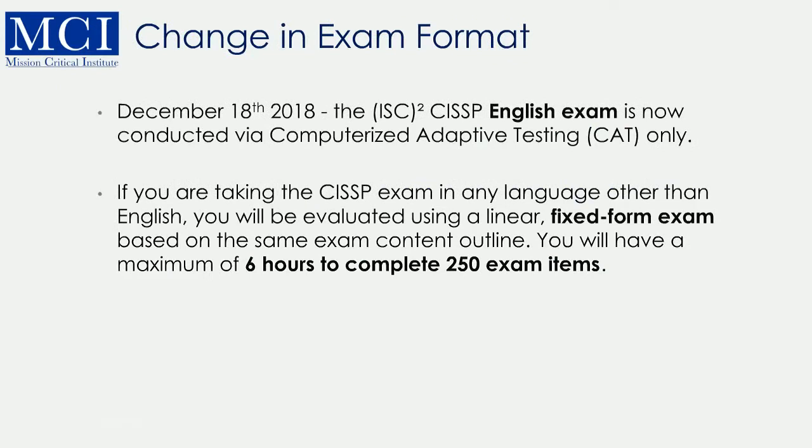On the 18th of December 2018, CISSP looked at how they were doing things with the CISSP exam, and they decided to go to a new format, the computerized adaptive testing format. As of this time, it only applies to the English language version. The other languages still have the older fixed version format, where you have a 6-hour time limit and a 250 question format.